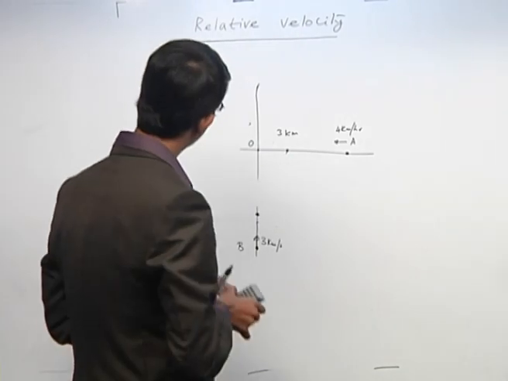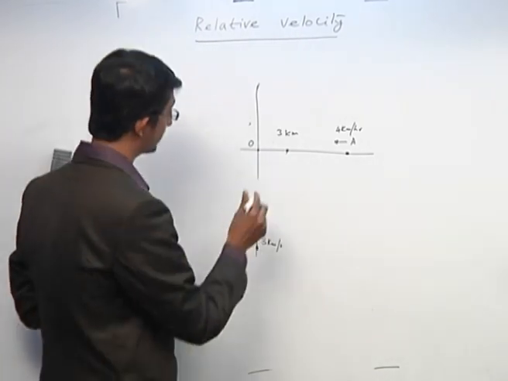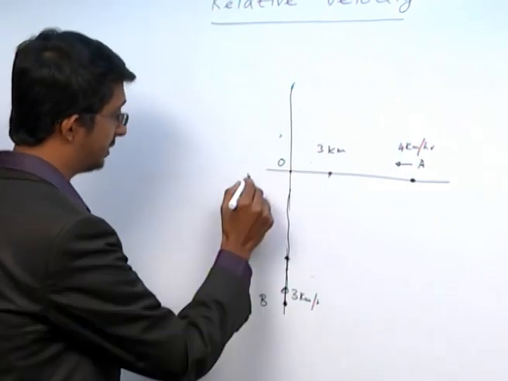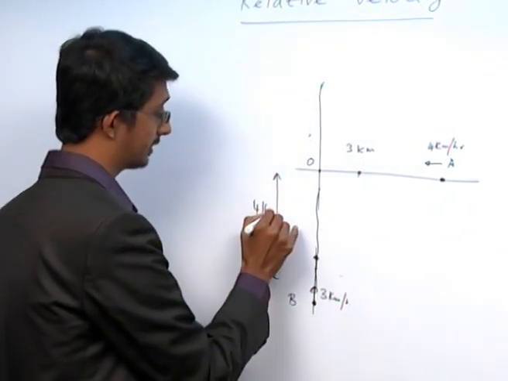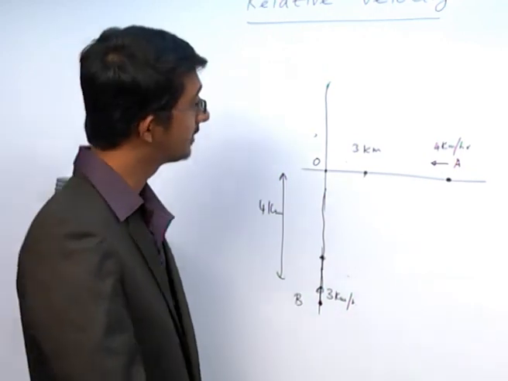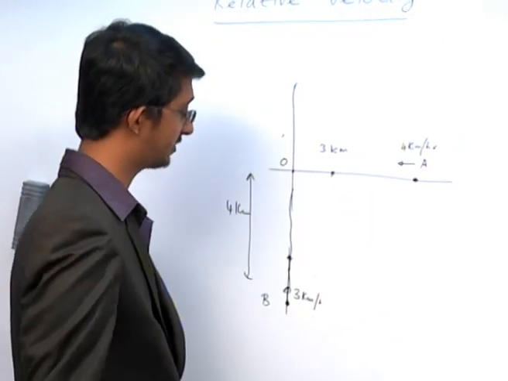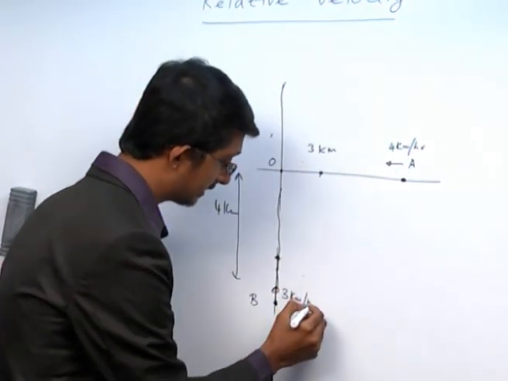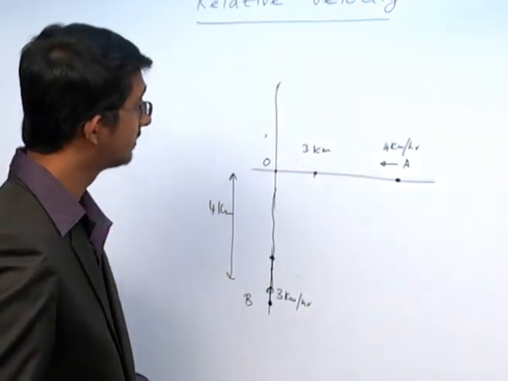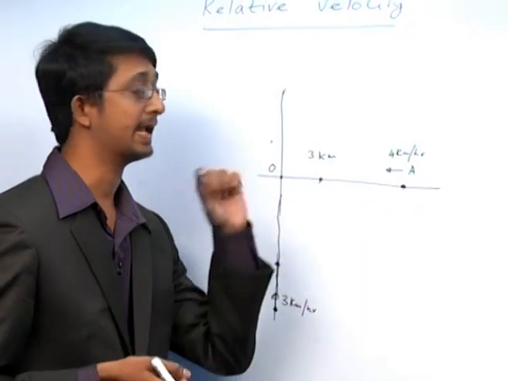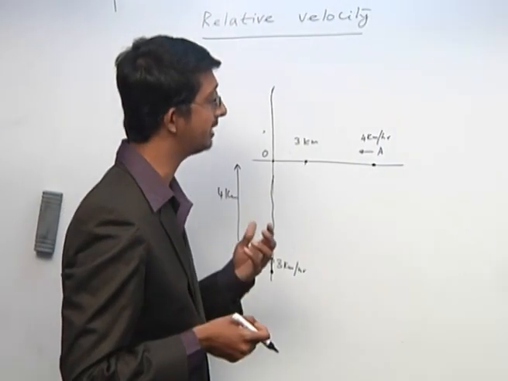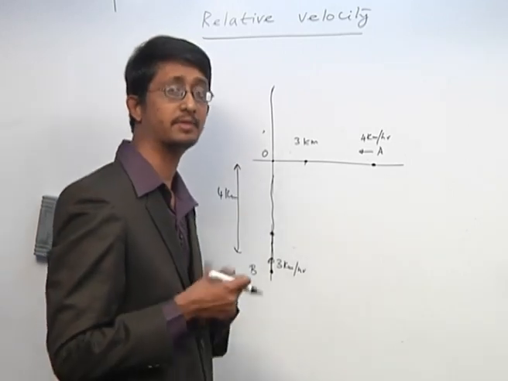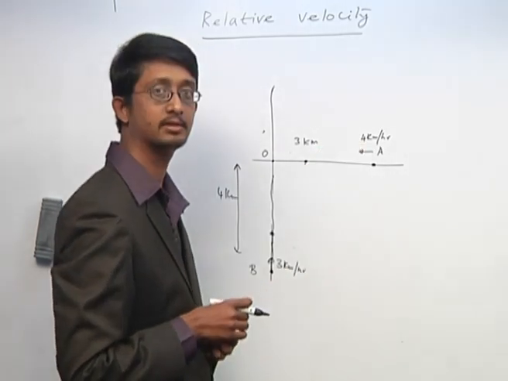Okay, let's redraw the situation again. The distance of B from O is 4 kilometers. The distance of A from O is 3 kilometers. A is going with 4, B is going with 3. Let us work this problem in the frame of A. That means we assume A to be at rest and every other object is moving with some velocity as seen by A. How do we do that?